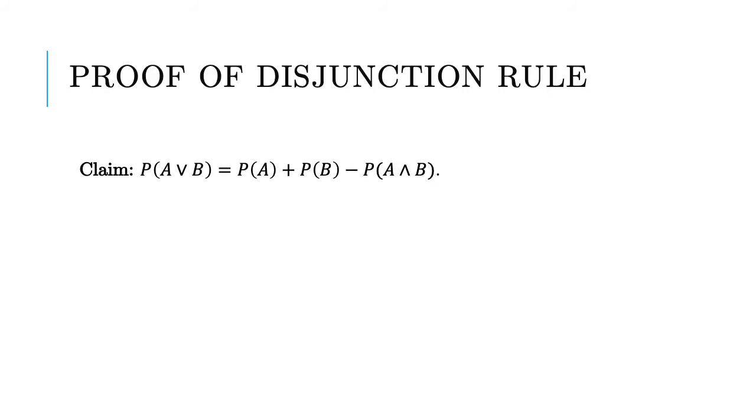Of the propositions we've looked at, the disjunction rule is more challenging than the others to prove. So we're going to walk through the proof of it together step by step in order to show how this sort of proposition can be rigorously demonstrated using the axioms of probability theory.